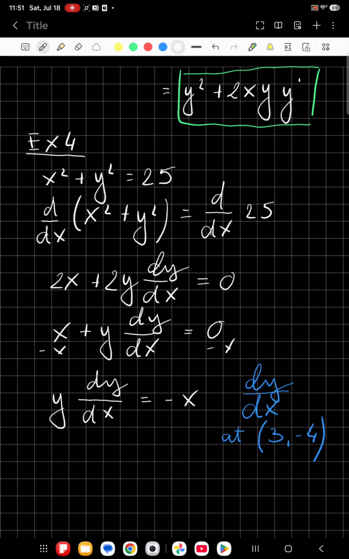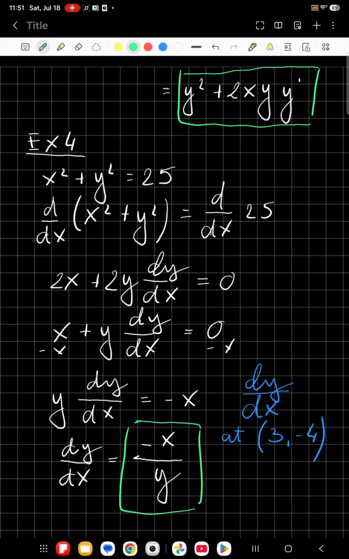Okay, so let's do that. So I'm dividing by y, so I get dy/dx equals negative x, and I divide it by y. So this is the formula for slope, or for finding the derivative at any point.